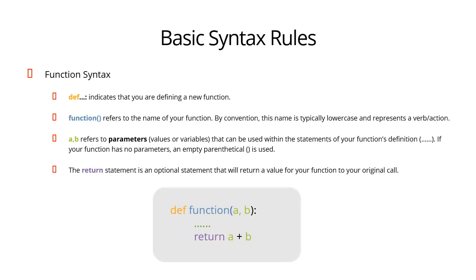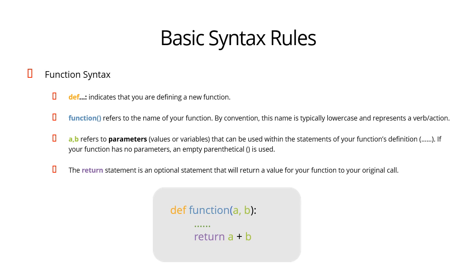Now, still on the syntax, we want to look at the function syntax. How do you define a function? What are the rules of defining a function in Python? To define a function in Python, we use the word def followed by the function name. Then we pass the arguments into the brackets. So def indicates that you are defining a new function. Two, the function name refers to the name of your function. By convention, this name is typically lowercase and represents a verb or action.